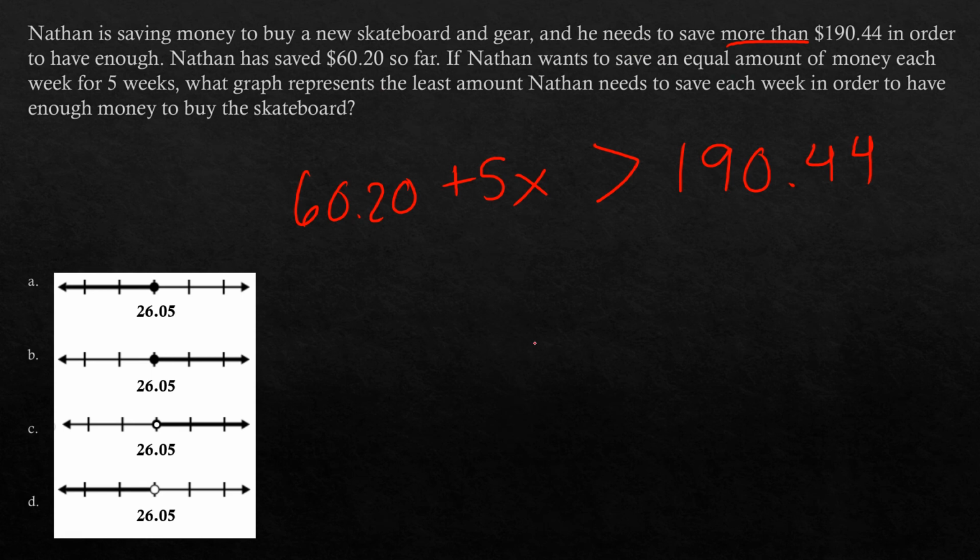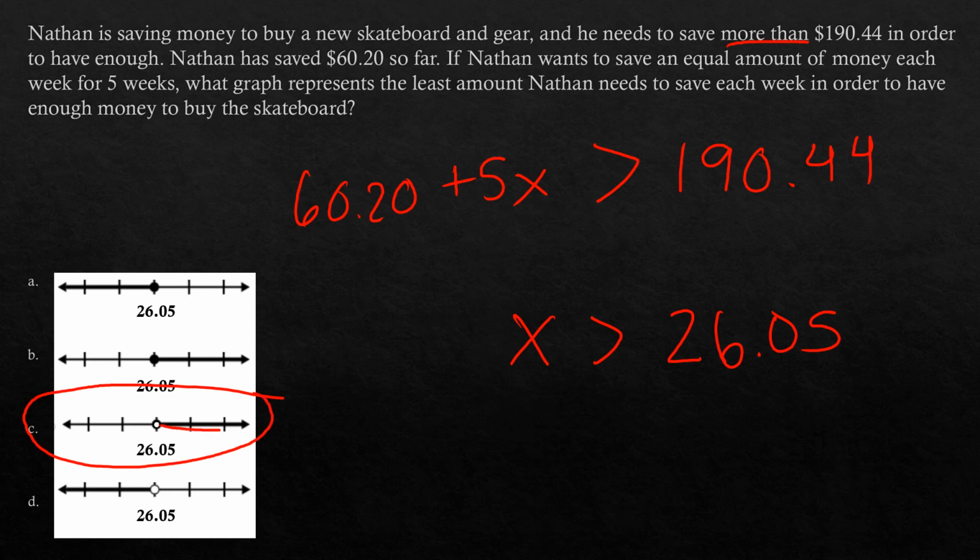Now, if we were to solve this, all of these answer choices say $26.05, right? Which means that he has to save $26.05 each week. So I know that x has to be bigger than $26.05. So x is greater than $26.05. Notice my arrow is pointing that direction, which is where my inequality sign is facing, right? And I have an open dot, which is what I'm looking for because I have a greater than symbol. So I want my dot to be open.